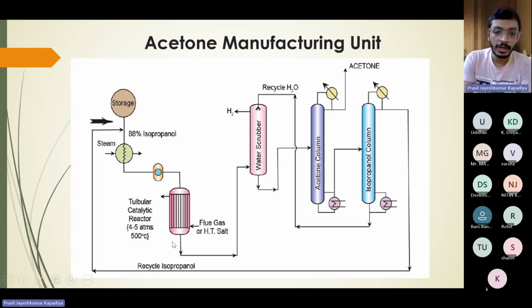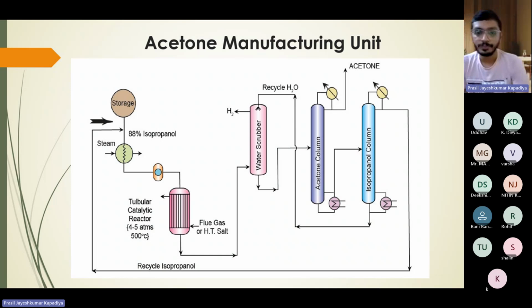This is a tubular catalytic reactor, in which isopropanol is passed through the tubes and flue gas is passed through the shell. Here the dehydrogenation reaction occurs. Dehydrogenation means hydrogen is removed. So the reaction is isopropanol giving acetone plus H2. H2 is removed, so this is a dehydrogenation reaction. Now, what will we have after this reaction? We will have unreacted isopropanol, formation of H2 gas, and formation of acetone.